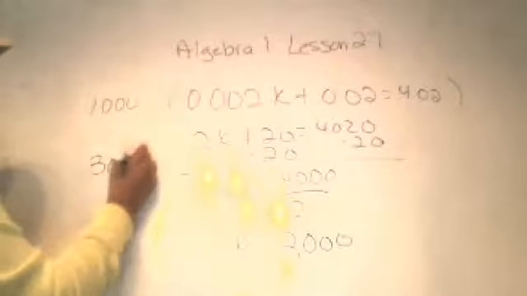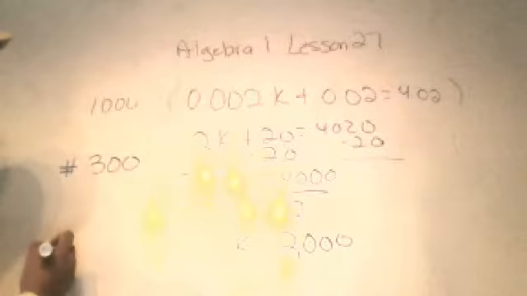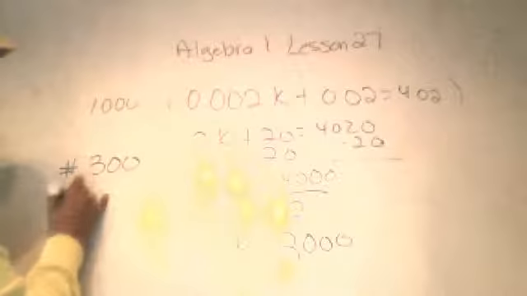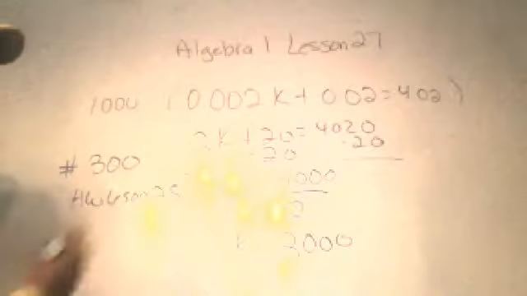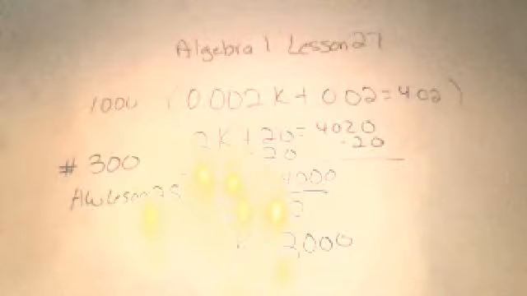Okay, so the code for this lesson is going to be 300. Write the number 300 on the top of homework lesson 25. The code 300 on the top of lesson 25. Do your practice problems.